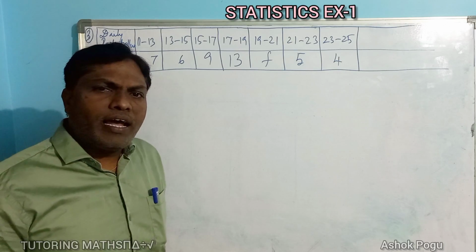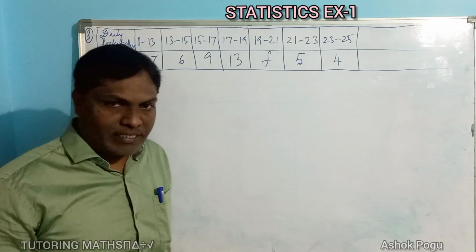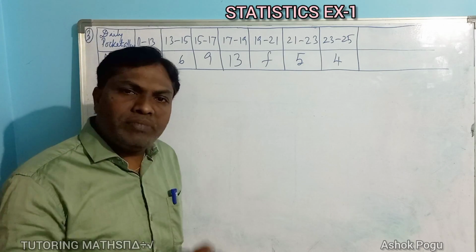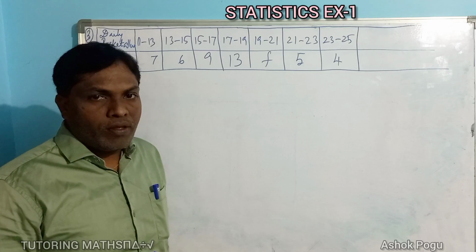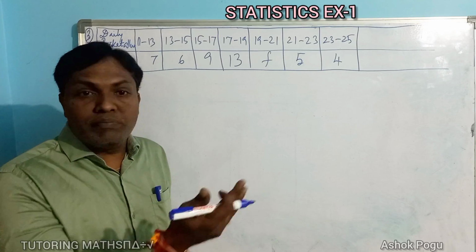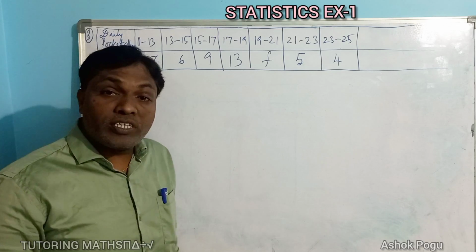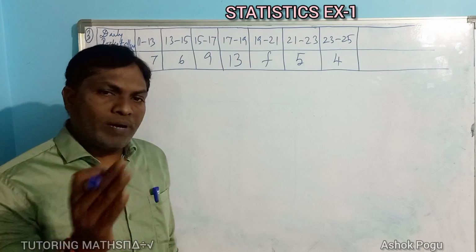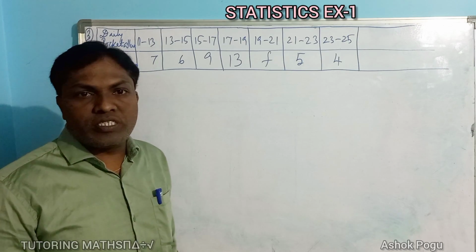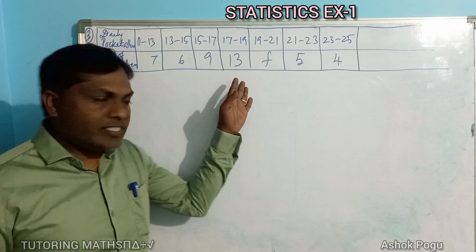We have to find, actually, here in the question, one observation is missing, which is denoted by small f. That missing observation we have to find. Particularly, this type of question, missing frequency, missing observation, find f or find p, is very important. Please concentrate properly, because you may get it in the coming internal examinations or in your public examinations. So let's start the problem.